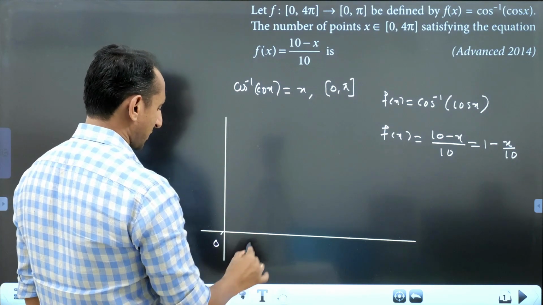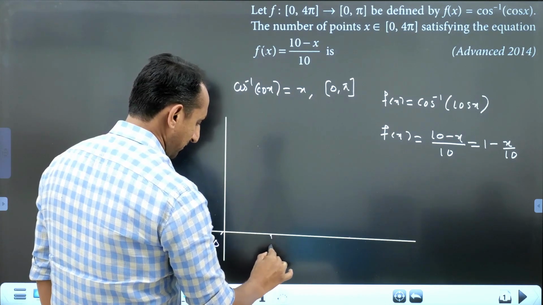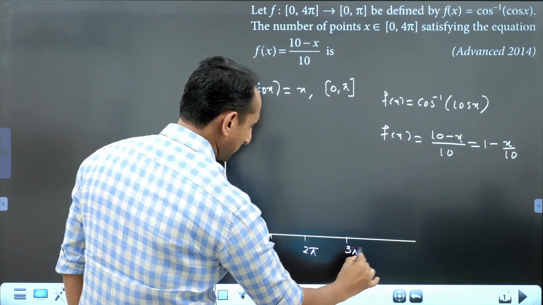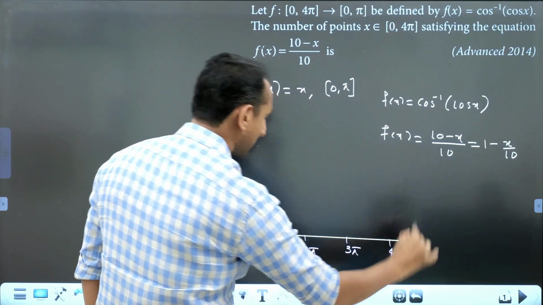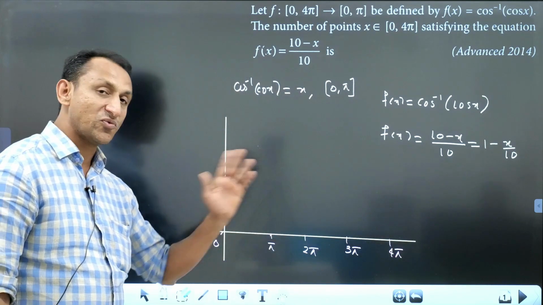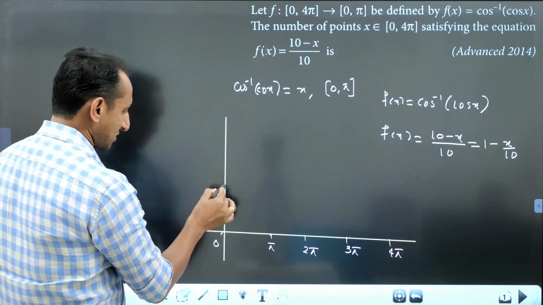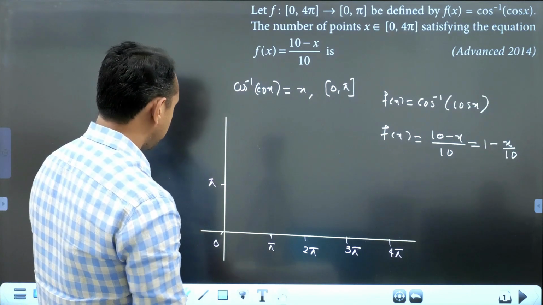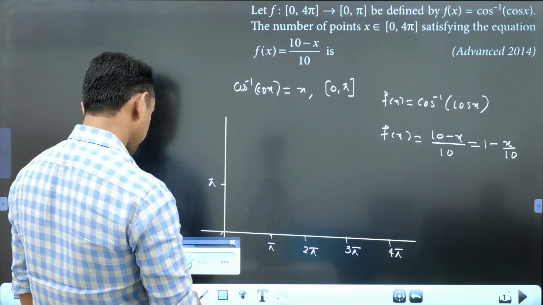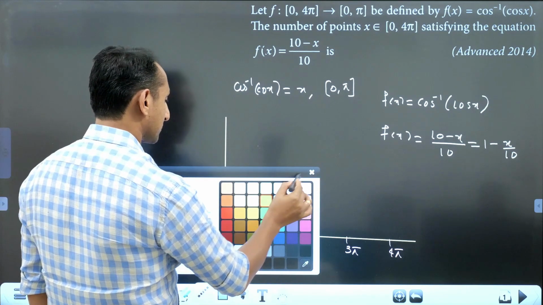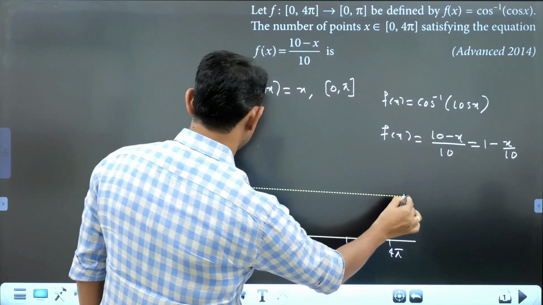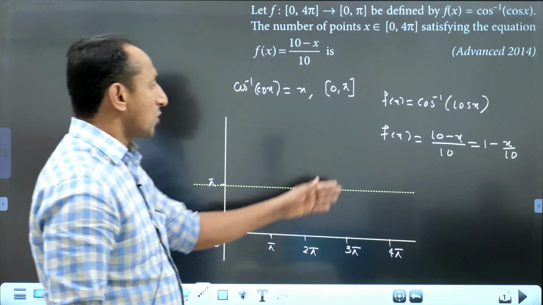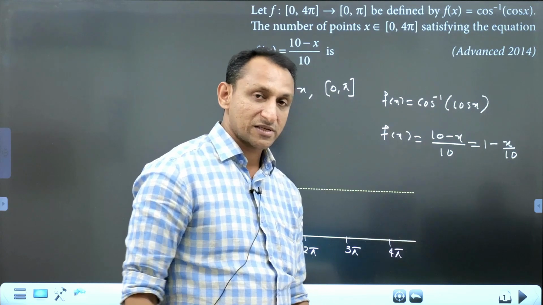Zero, pi, 2 pi, 3 pi, 4 pi. Here the domain is from 0 to 4 pi. Range from 0 to pi. Cos inverse of cos x lies between 0 to pi.